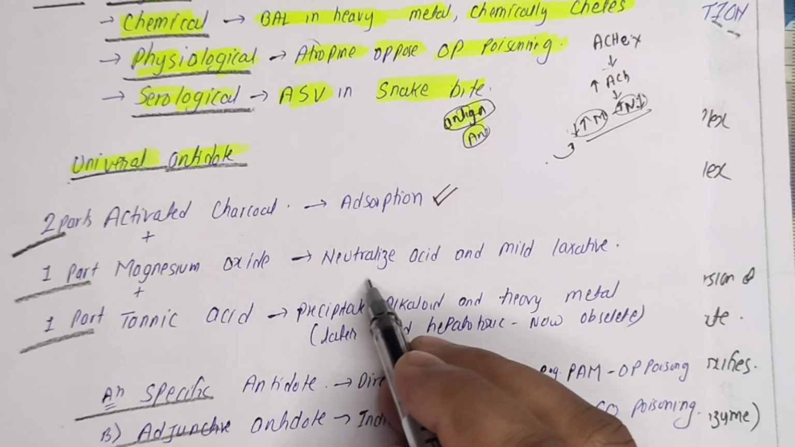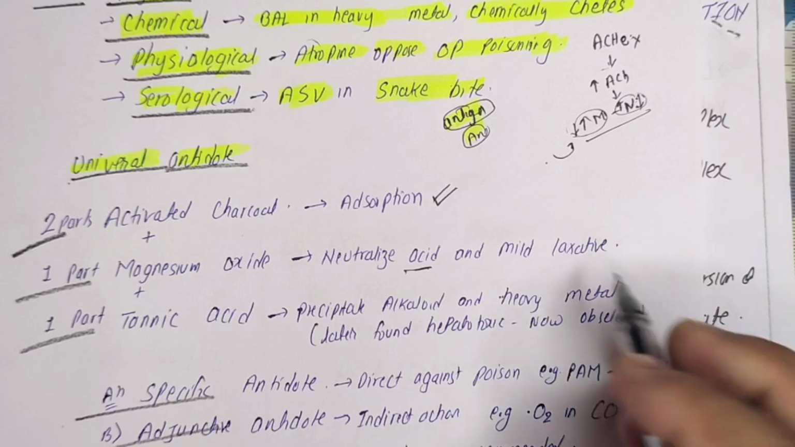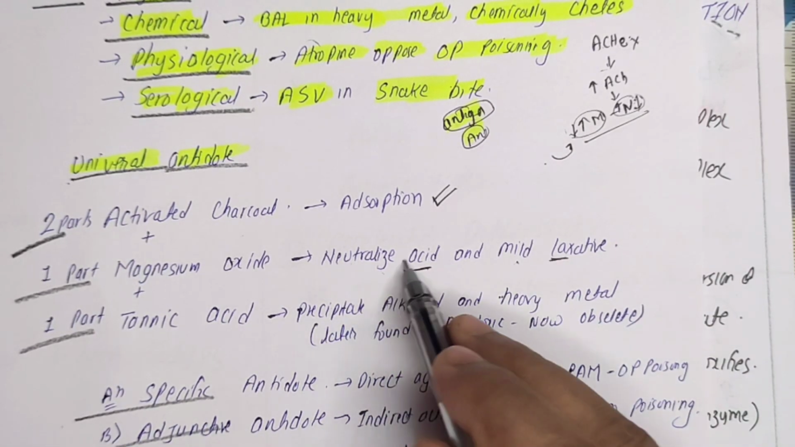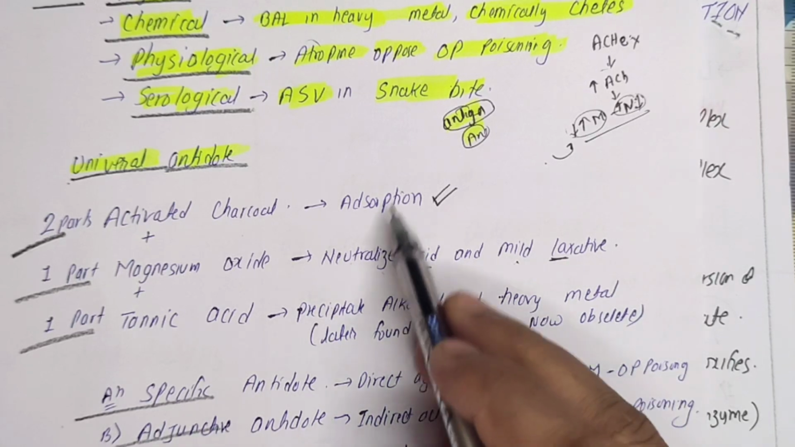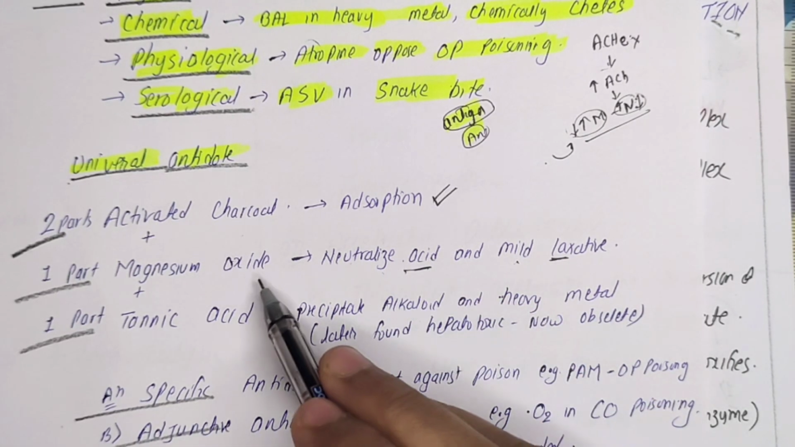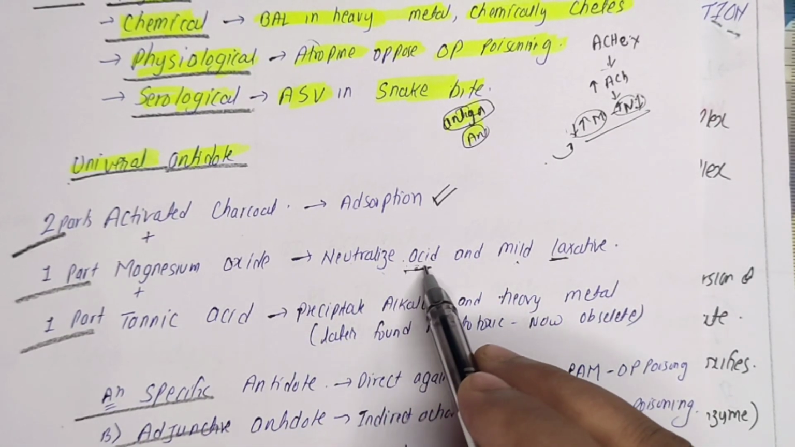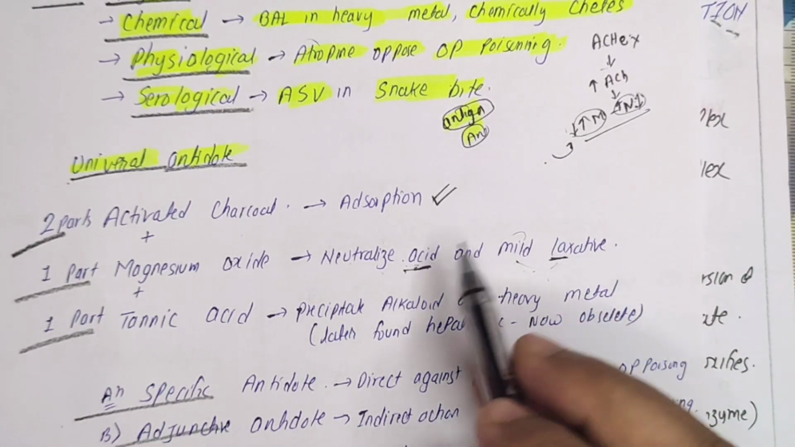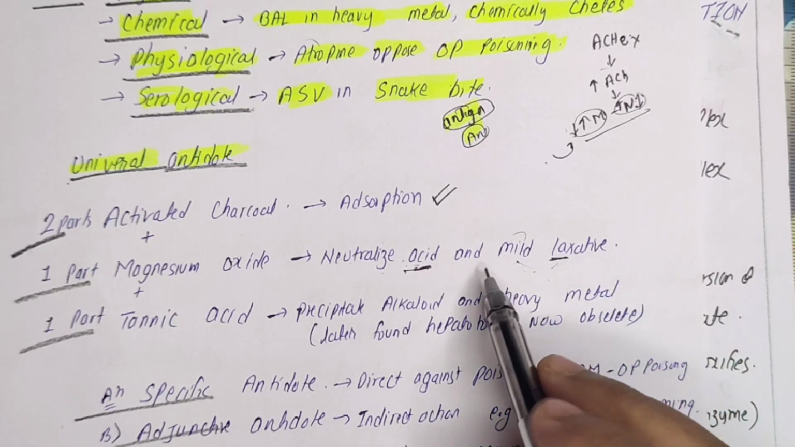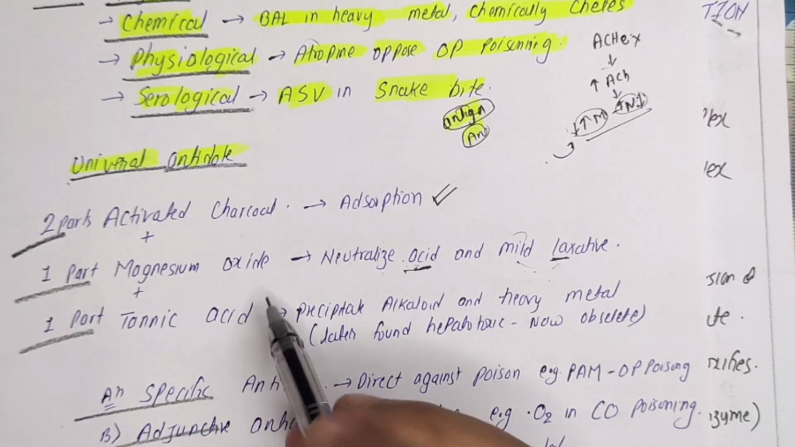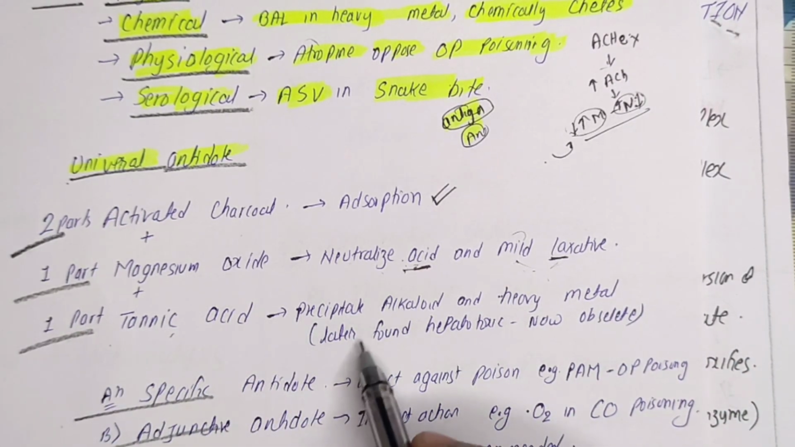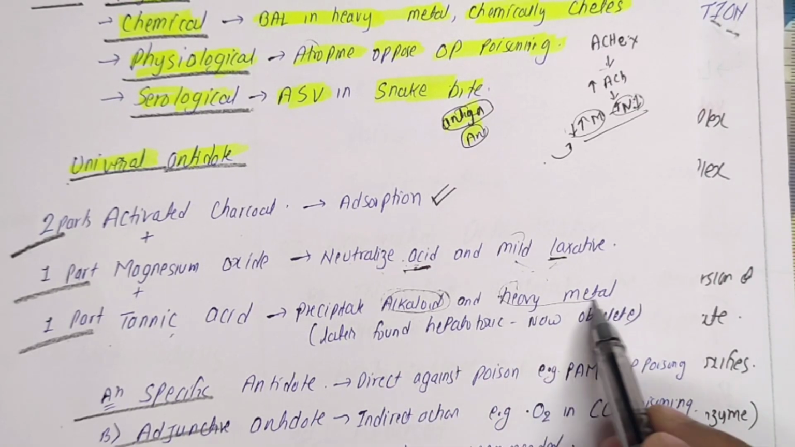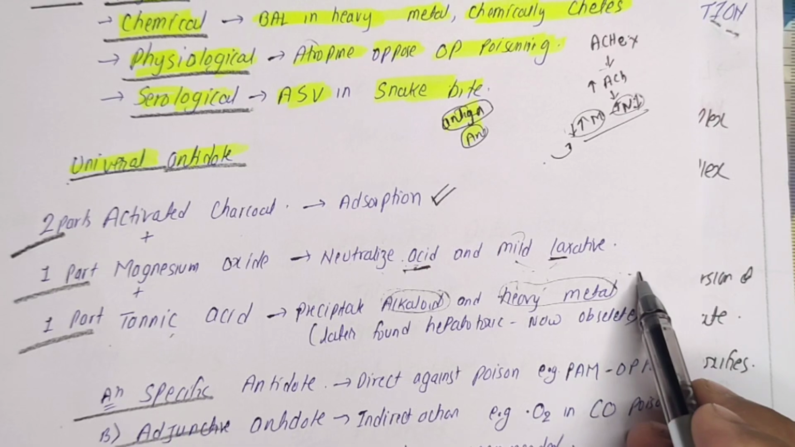Then magnesium oxide was thought to neutralize acid, and it also has the property of a laxative. So it will neutralize all the acid, right? The remaining poison, charcoal is taking care of. This magnesium oxide will take care of acidic substances, and with its laxative effect, these poison substances will readily go out of our body. That's why they used to give magnesium oxide, and one part of tannic acid. This tannic acid will precipitate the alkaloids and other heavy metals also, like arsenic, iron and all.